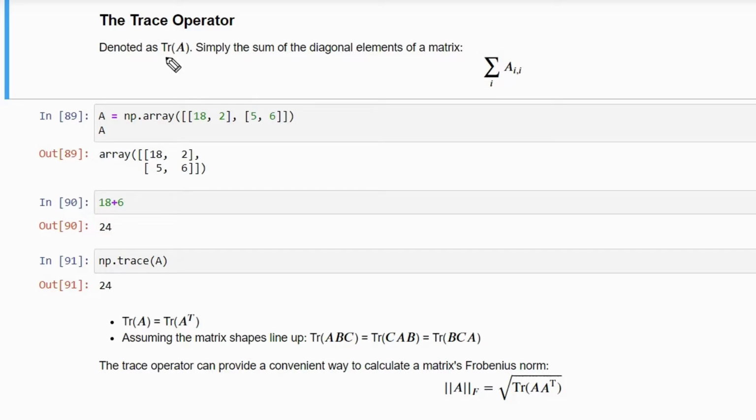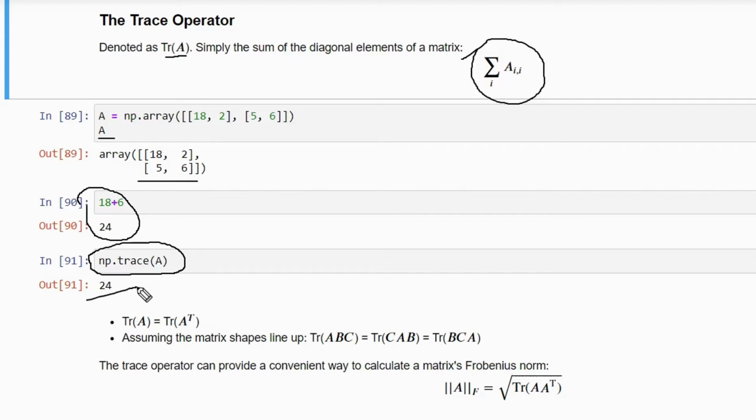The trace operator for a given matrix A is denoted like this, and it is simply the sum of all the diagonal elements of the matrix, as we can understand from this notation. For example, I have created this matrix A which has these 4 elements, and we have 18 and 6, these 2 elements diagonally with each other within this matrix, and if we add these two we get 24, and the trace function within the NumPy library does the same calculation for us. And yes, believe it or not, it is that simple.